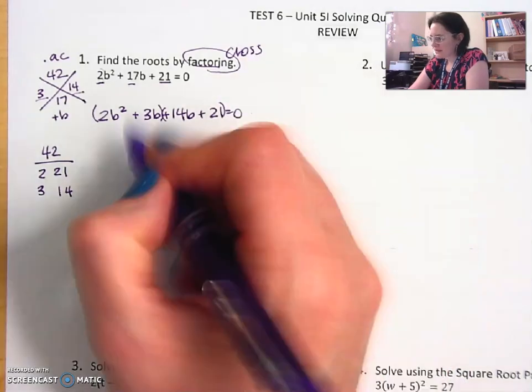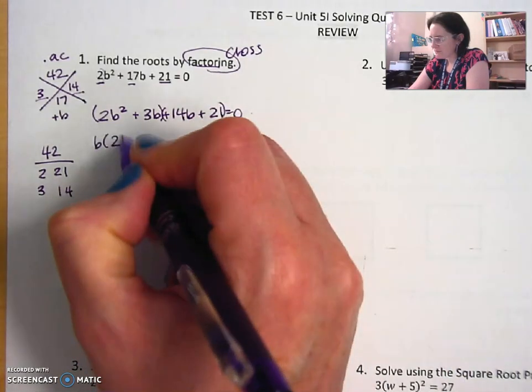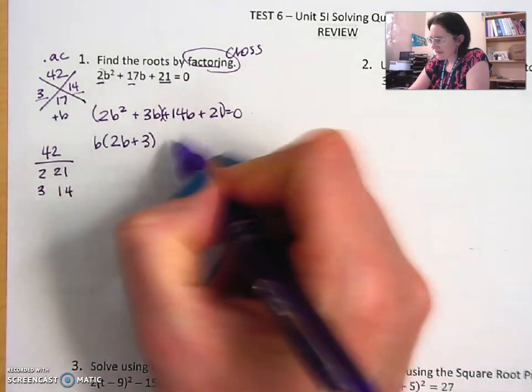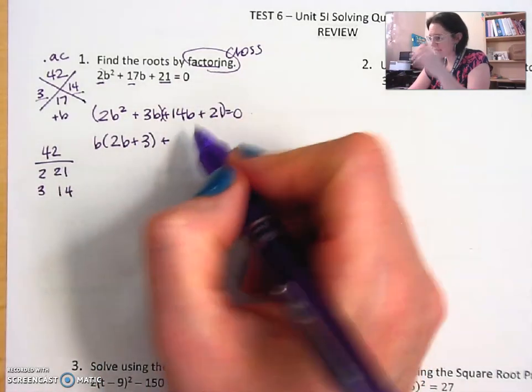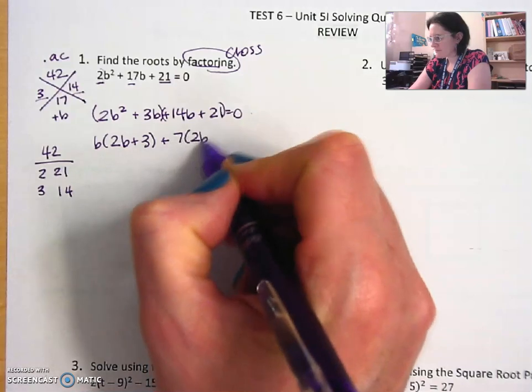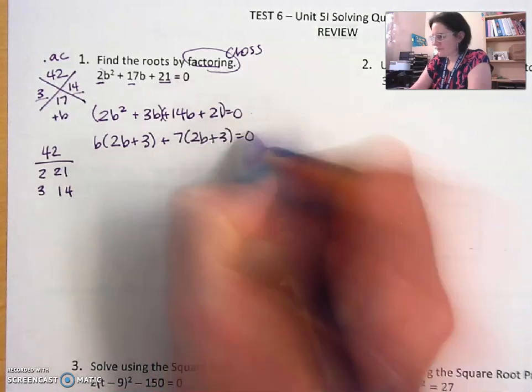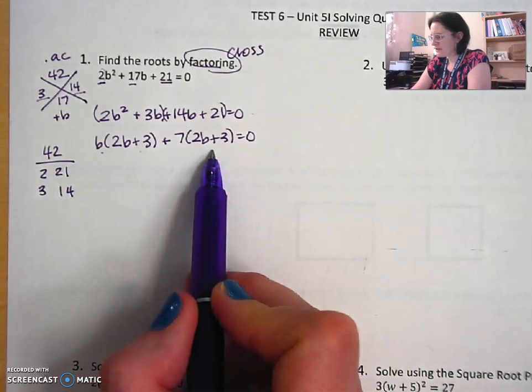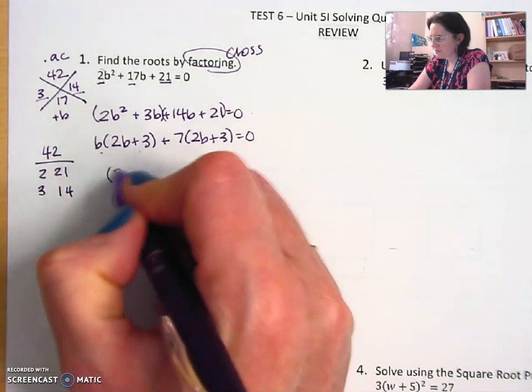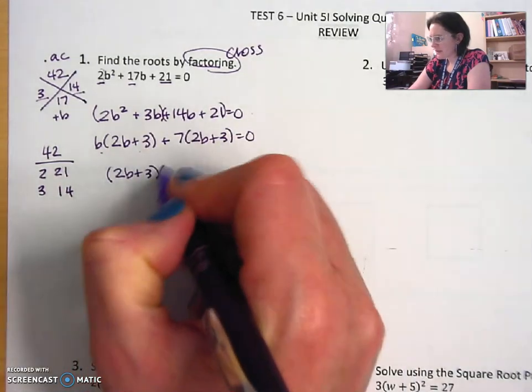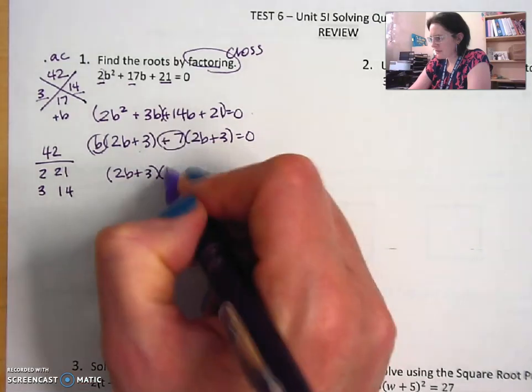The first group has a GCF of b. The second group has a GCF of 7. Now we look at both groups together. Their common factor is the 2b plus 3. And what's left is the b plus 7.